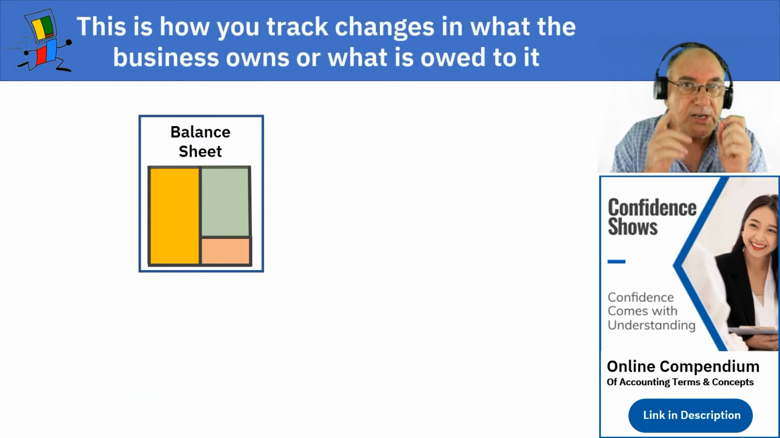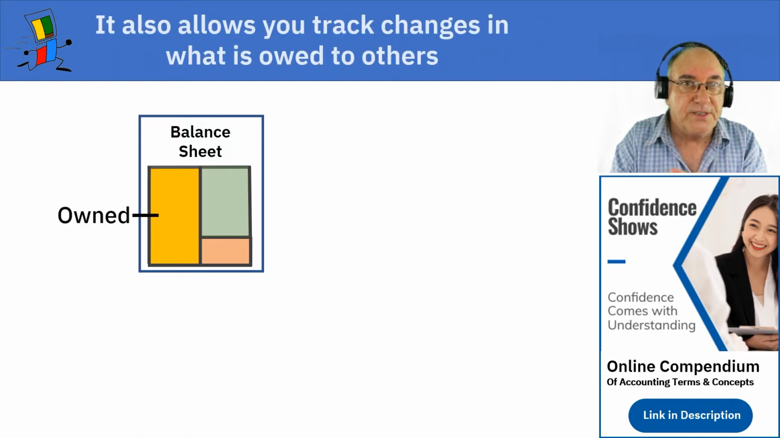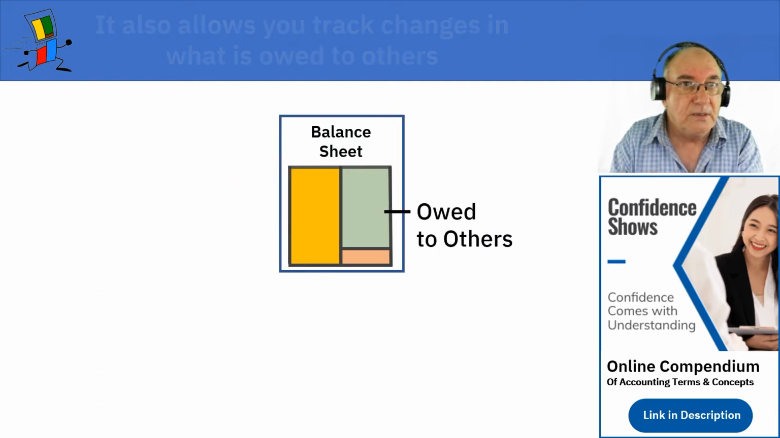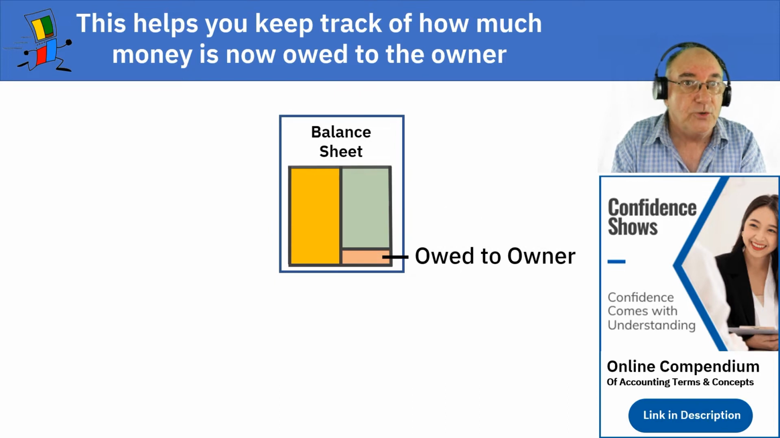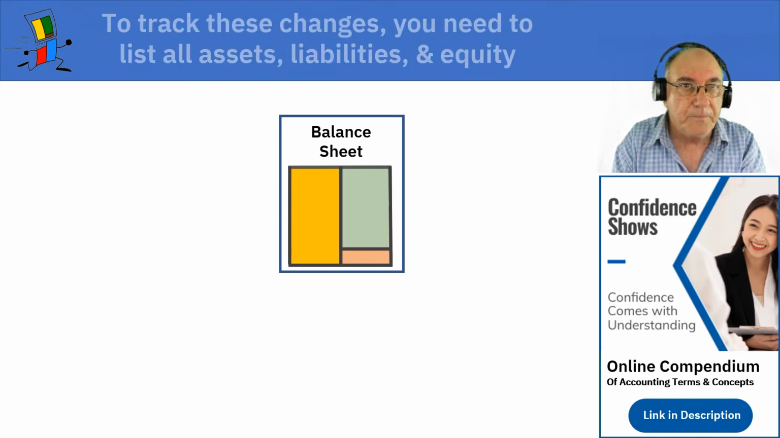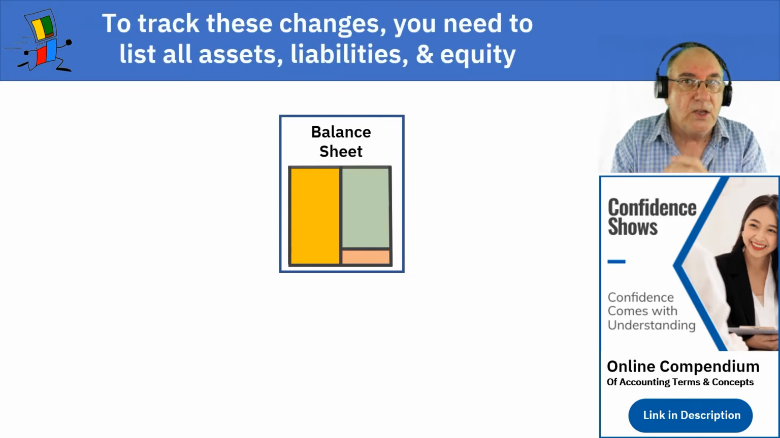This is how you track changes in what the business owns or what is owed to it. It also allows you to track changes in what is owed to others, and this helps you keep track of how much money is now owed to the owner. To track these changes, you need to list all assets, liabilities, and equity.